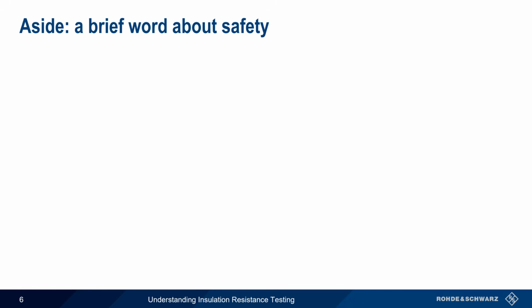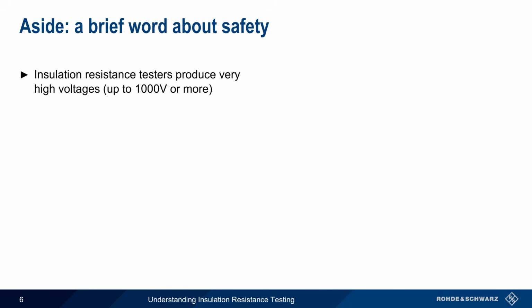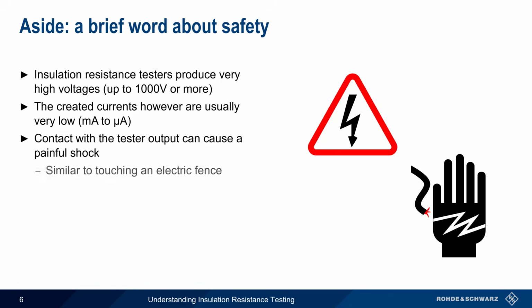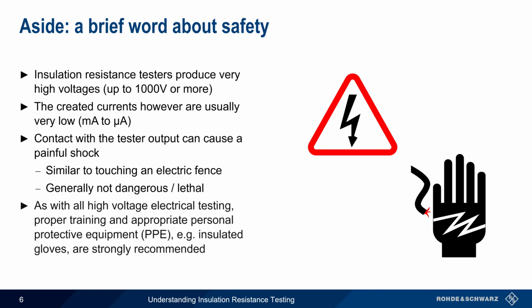Let's pause for a moment to talk about safety. Insulation resistance testers can provide very high voltages, often 1000 volts or more, but the currents they create are also usually very low, in the range of milliamps or microamps. Contact with the energized output of an insulation resistance tester can therefore cause a painful shock, similar to that from an electric fence, but generally not a dangerous or lethal shock. That said, proper training and personal protective equipment, such as insulated gloves, are strongly recommended whenever performing insulation resistance tests.